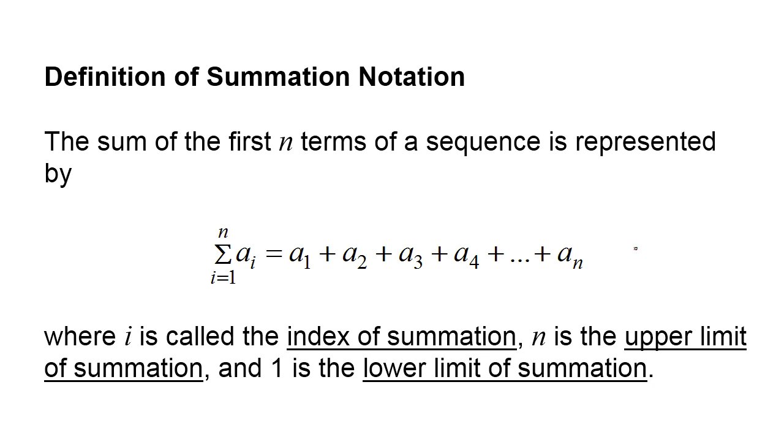Now when you want to find the sum of a certain number of items or elements of a sequence, you can represent it in what's called sigma notation. And the way that that works is you have an index of summation, which is going to run from your lower limit to your upper limit. In this case, we're going to take terms numbered 1 through n, and we're going to find the sum of all of those terms. So let's take a look at an example.